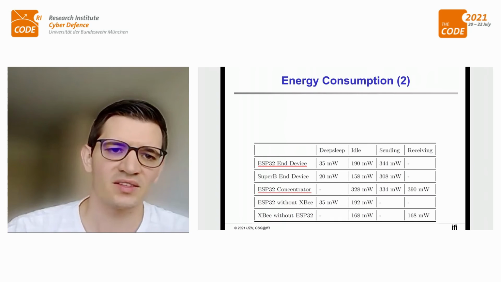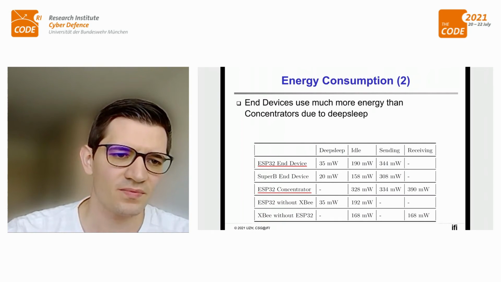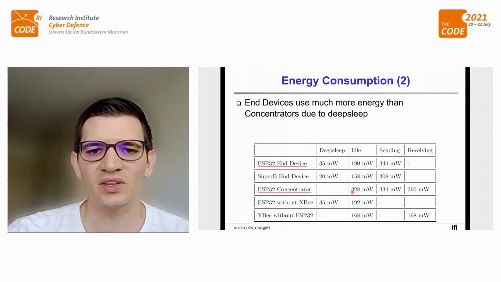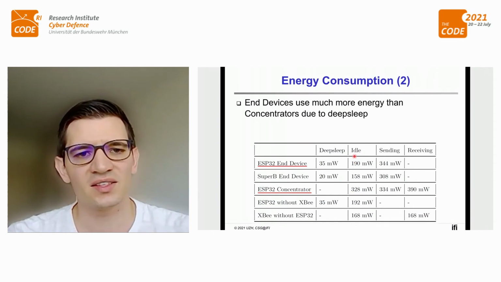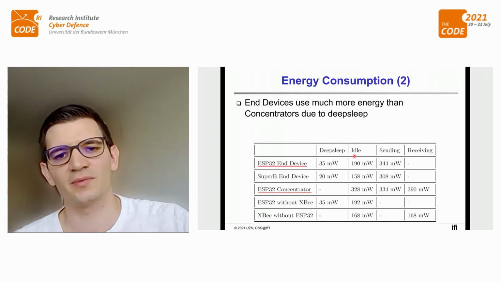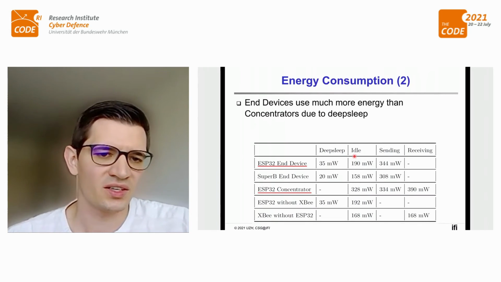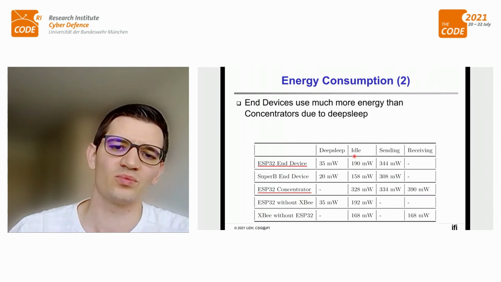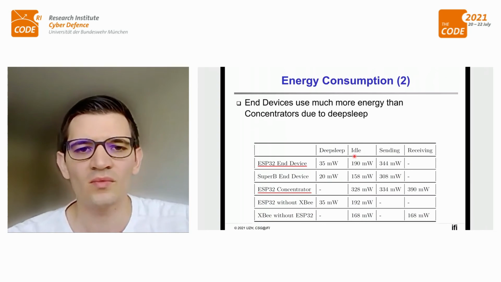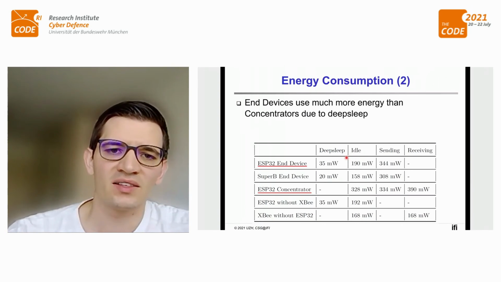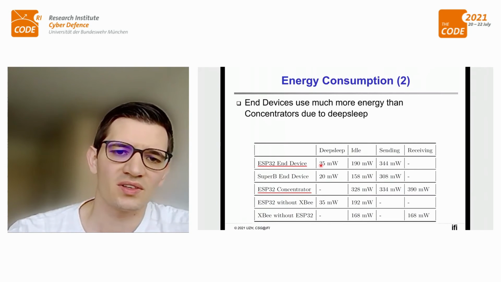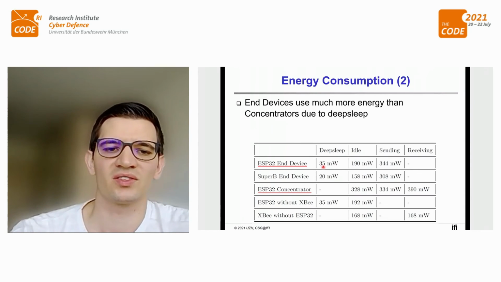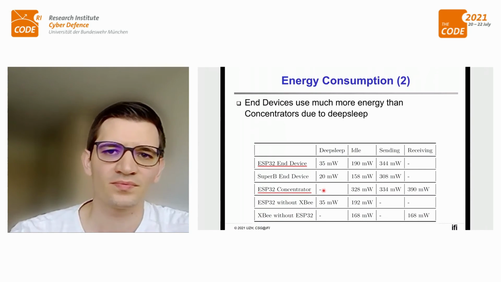We can see that end devices use less energy than the concentrators. This is because the end devices can enter sleep mode, which the concentrators can't, because then they would lose the messages that are sent to them while they are asleep. Additionally, end devices can be in deep sleep mode, which is much more energy preserving, which concentrators also can't enter.